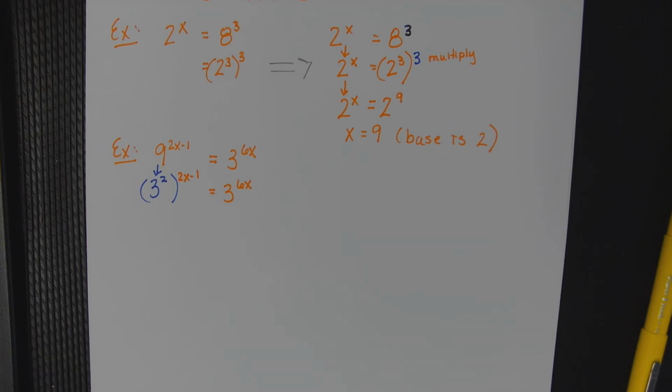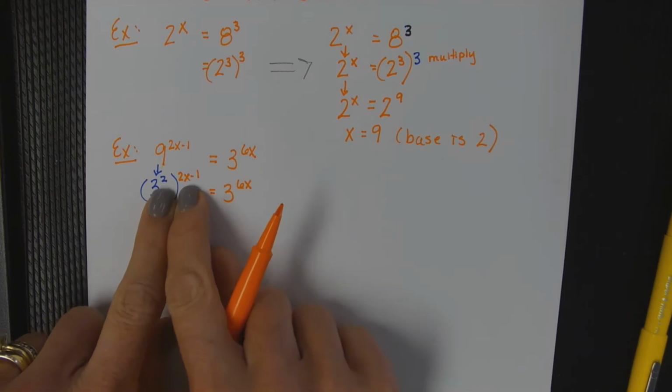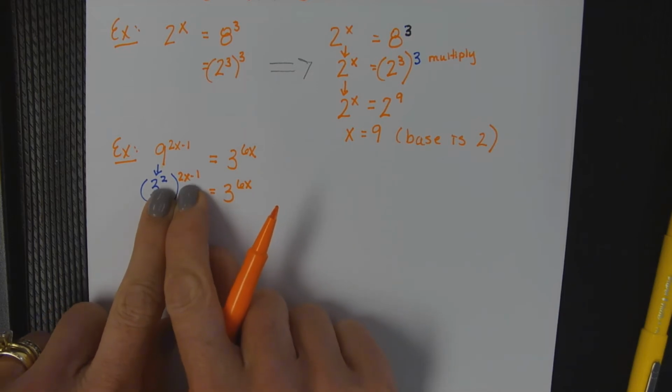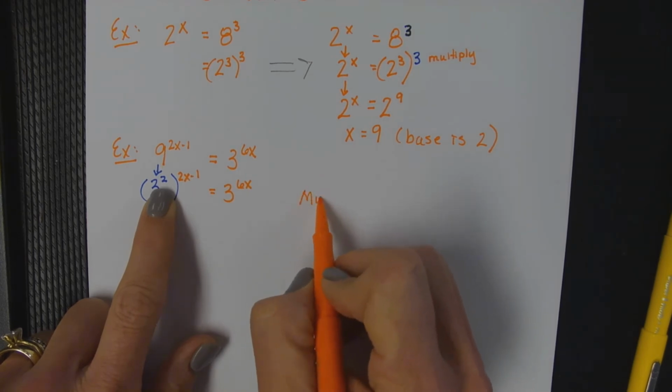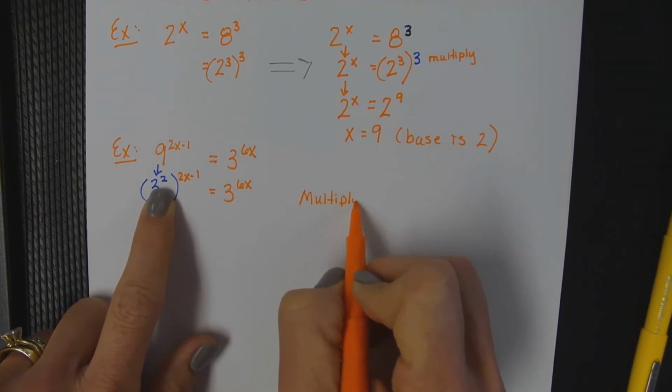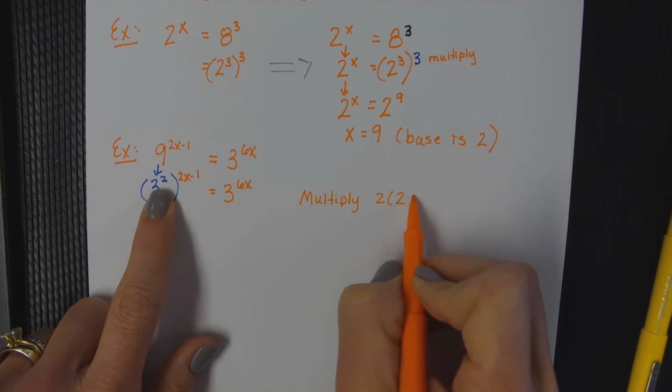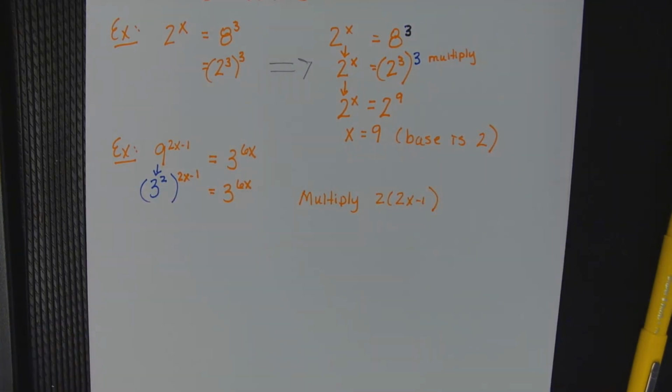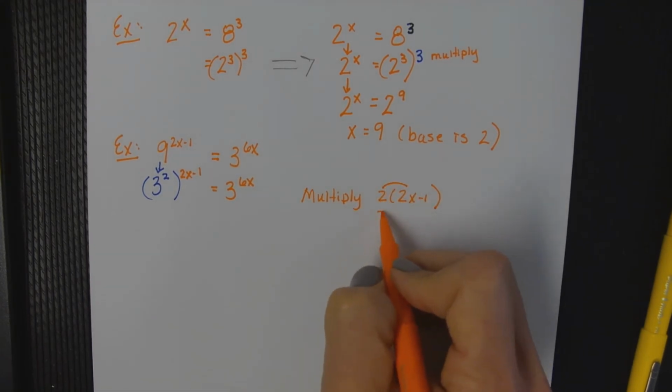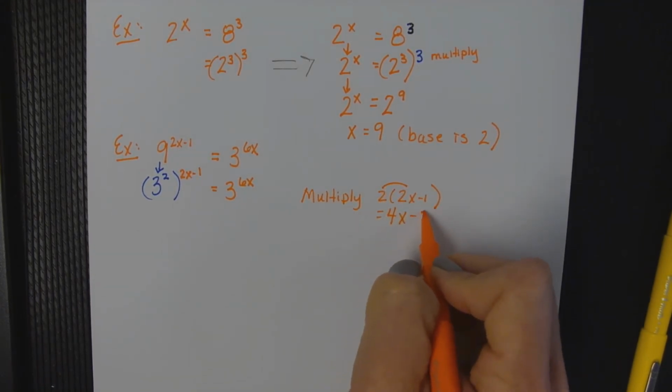So what is the base now? 3. Okay, but what do we have to do to these exponents? Right, you got to distribute. Do you see? 2 times 2x minus 1, which is what? 4x. 4x minus 2. Good.